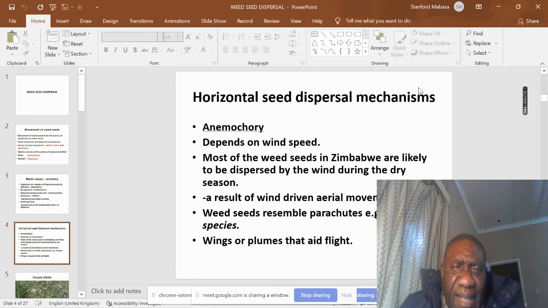So I said this anemochory depends on wind speed. Most of the weed seeds in Zimbabwe are likely to be dispersed by the wind during the dry season. Now, this is a result of wind-driven aerial movement. Weed seeds resemble parachutes. For example, Conyza species have wings or plumes which aid flight.